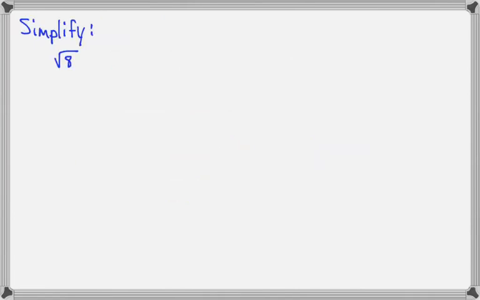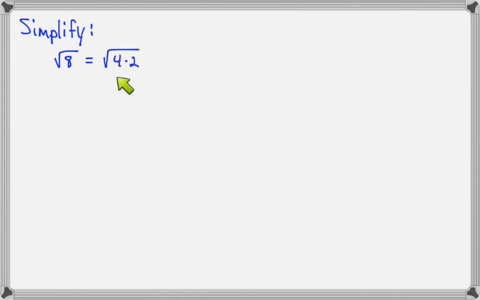So let's simplify the square root of 8. Usually a good thing to ask yourself is, do I know of any perfect squares that go into 8? And what I mean by perfect squares is like 2 to the second is 4, 3 to the second is 9. Will 4 or 9 or 16 or 25 go into this number under the radical? And in this case, the answer is yes. 4 will go into 8. So I can write this as 4 times 2.